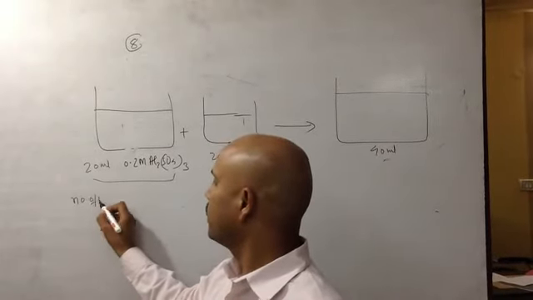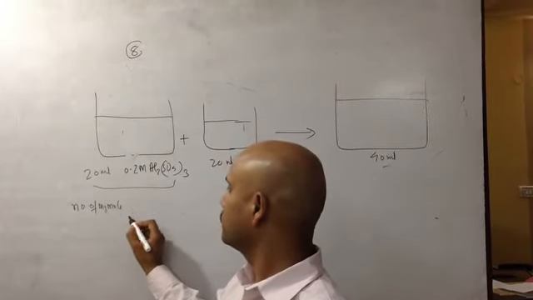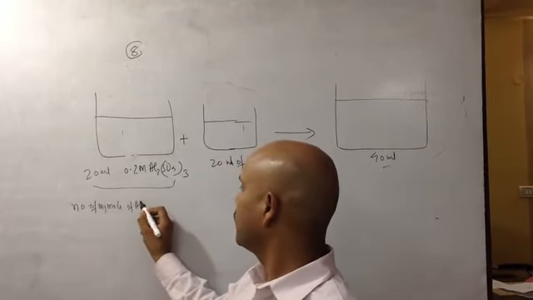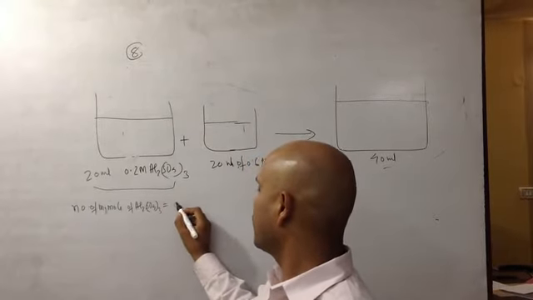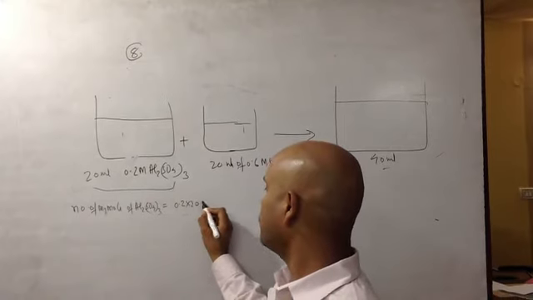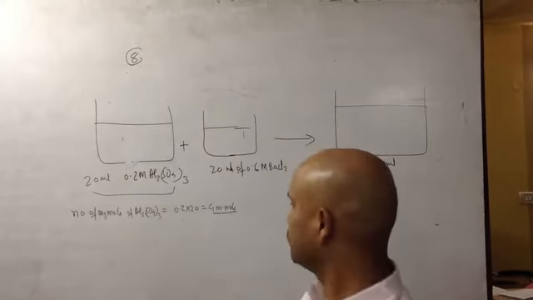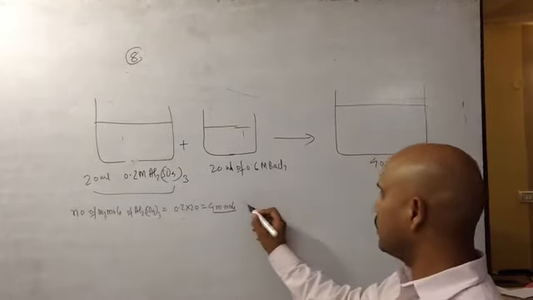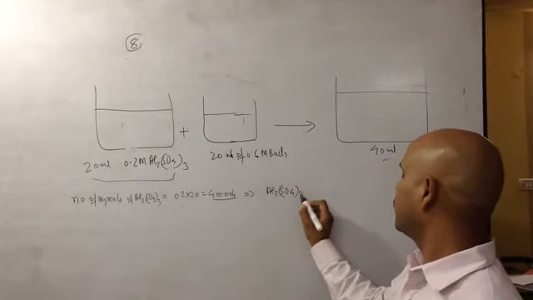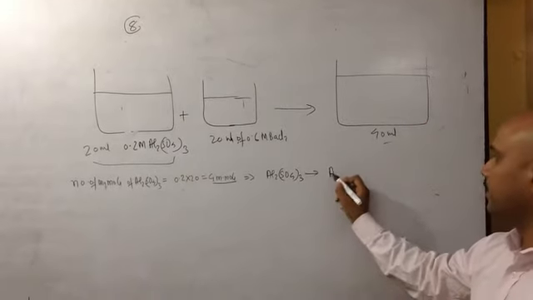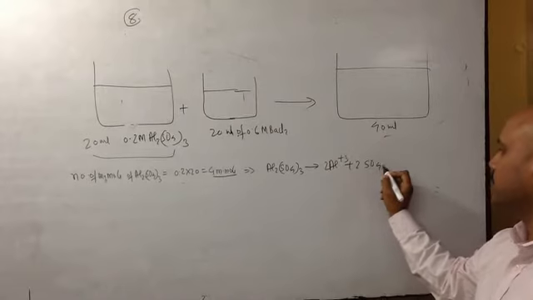Now, find out the number of millimole of Al2(SO4)3. It will be M into V, 4 millimole. If it is 4 millimole, we know that when aluminum sulfate dissociates, it will produce aluminum 3 plus and sulfate.